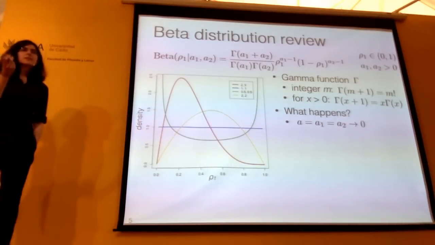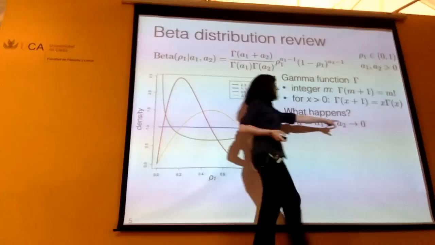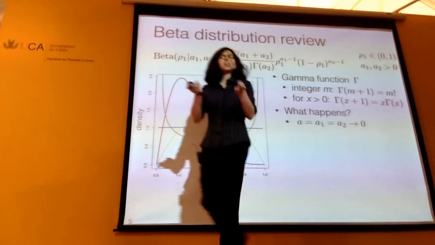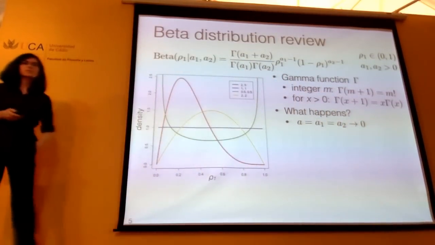Okay, so let's say that I take both of my parameters of the beta distribution to be the same, and I'm going to make them very, very small. I'm not actually going to take them all the way to 0. I'm going to take them close. I'm going to make them very, very, very small. Then what do I expect those distributions to look like?